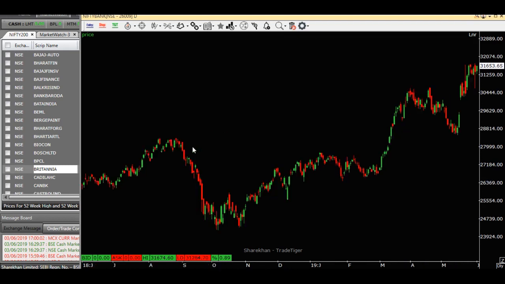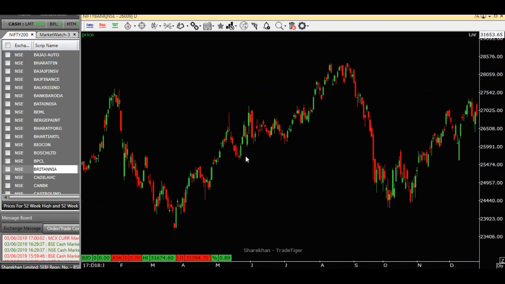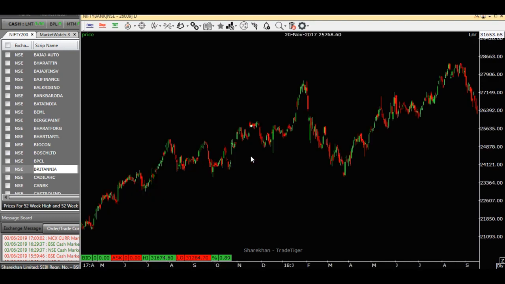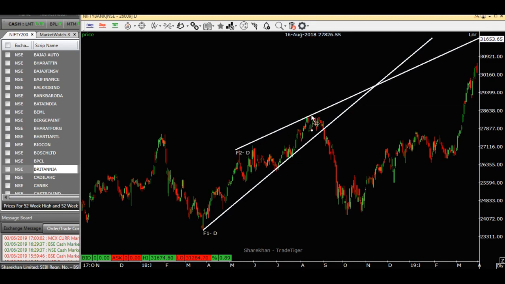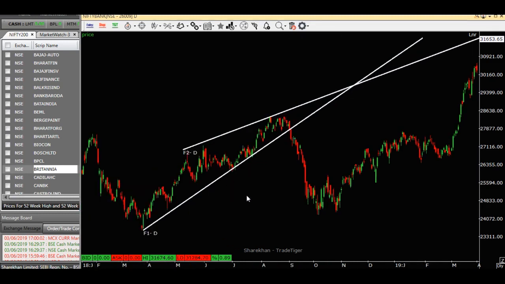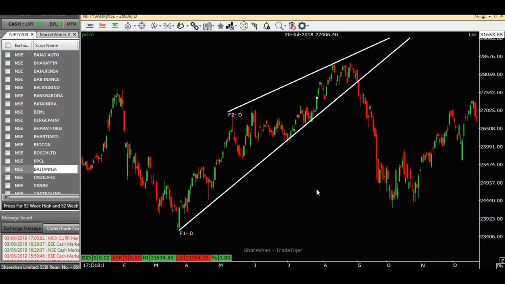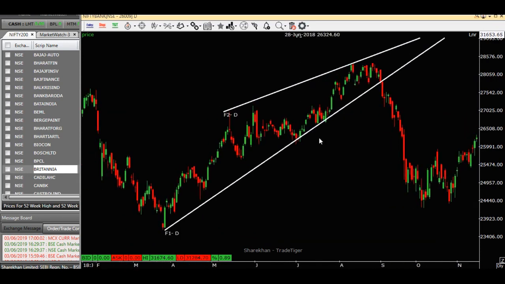This is Bank Nifty. So we had a rising wedge pattern right here. Now guys, keep one thing in mind. To form a rising wedge or a wedge pattern, again, you need two swing lows and two swing highs. Just like two trend lines, we need two swing lows and two swing highs.